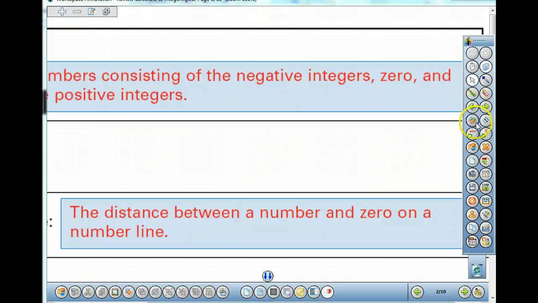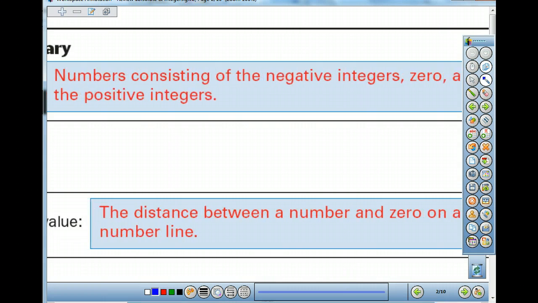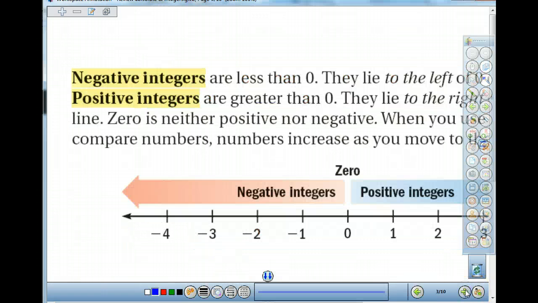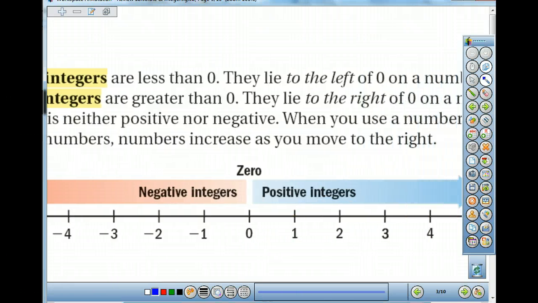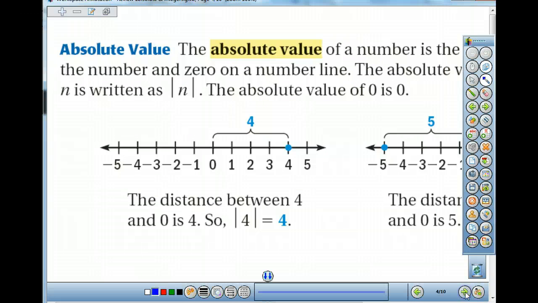Now again, these should be things that you've seen before. I'm going to look at what is the symbol that you use for absolute value. The symbol that you'll often see are these two straight lines that look like this. So those are the symbols that we use for absolute value. As you can see here, we have the negative integers. They lie to the left of zero. Positive integers lie to the right. And as we are looking at those, you can see the numbers increase as you go to the right, and they decrease when you go to the left.